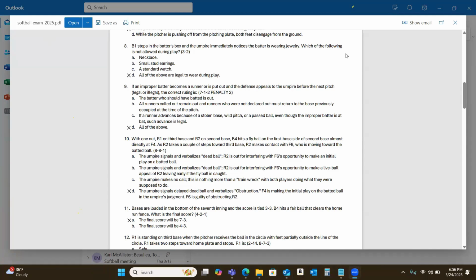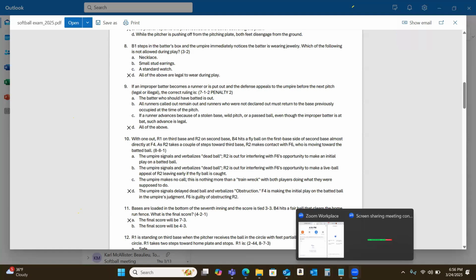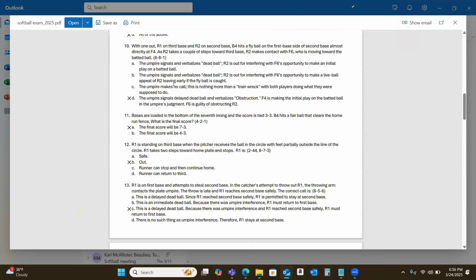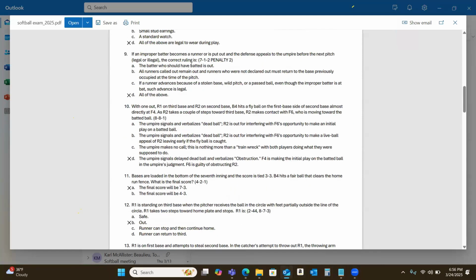So again, batter who should have batted is out. The wrong batter batted. We've not thrown the next pitch. That's pretty straightforward. This is where it gets a little weird. All runners called out remain out. So wrong batter has batted and she hits into a double play, right? You have a runner going from first to second, that runner's put out, and then the batter is put out as well, right? Those outs would stand.